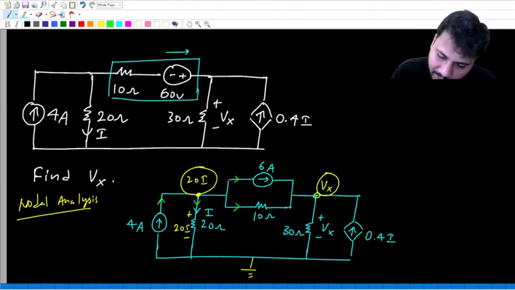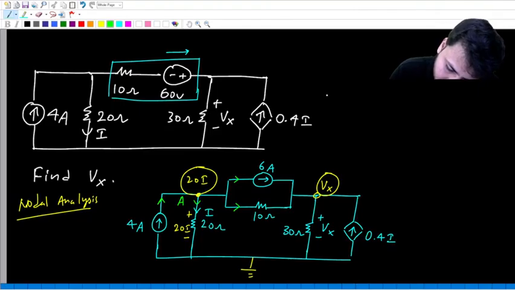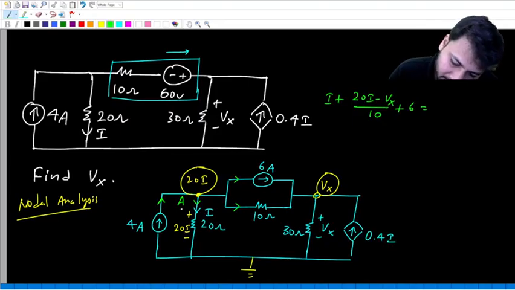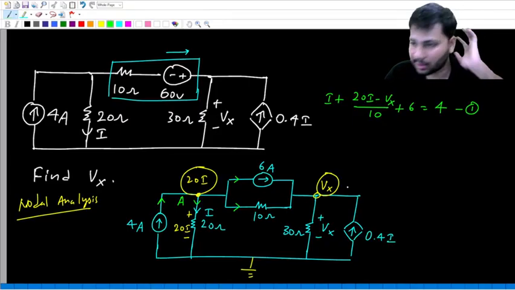Let me call this node A. What is KCL at node A? I plus (20I minus Vx) by 10 plus 6 equals 4. So this is going to be our first equation.